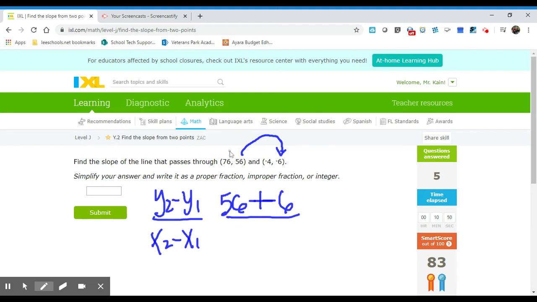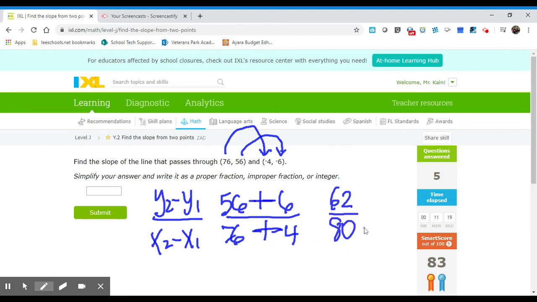Since we started with 56, we need to start with 76. So 76 minus negative 4 is positive 4. There's two negatives, right? And then we add them up. 56 and 6 is 62. And 76 and 4 is 80.